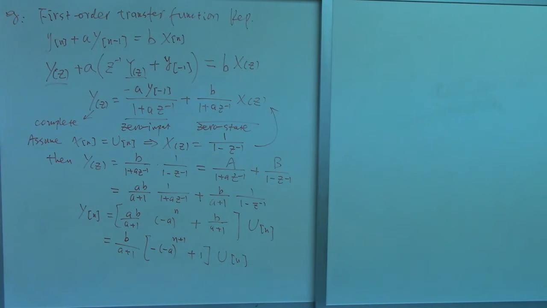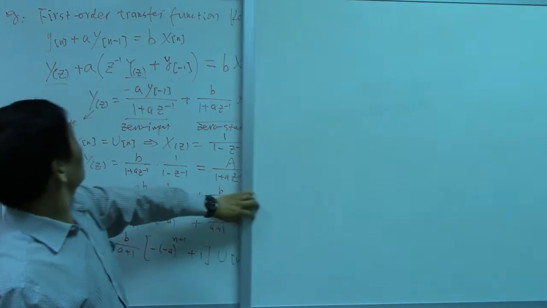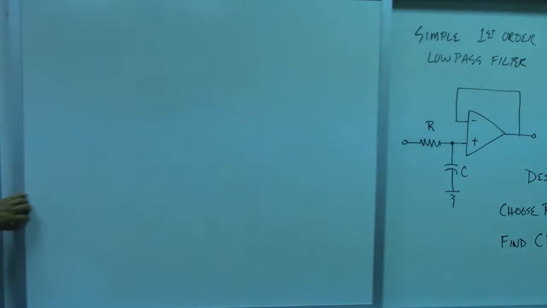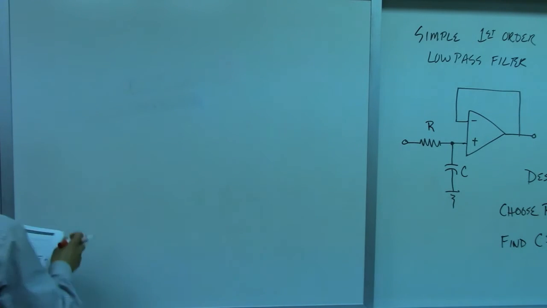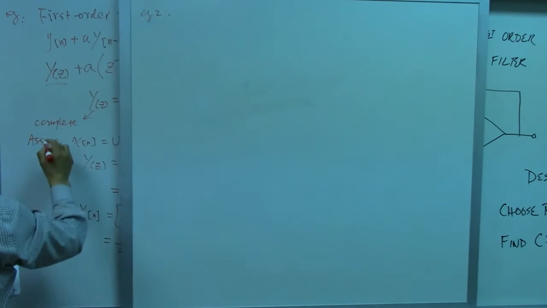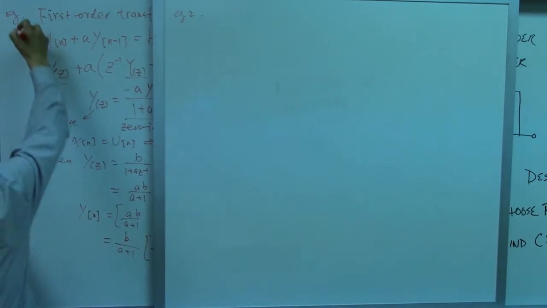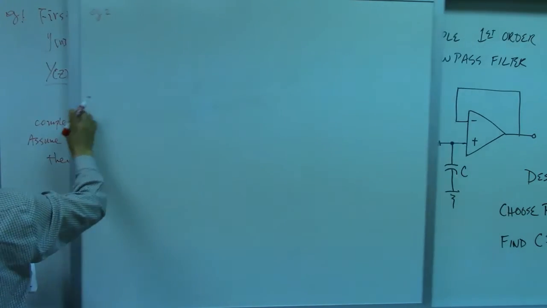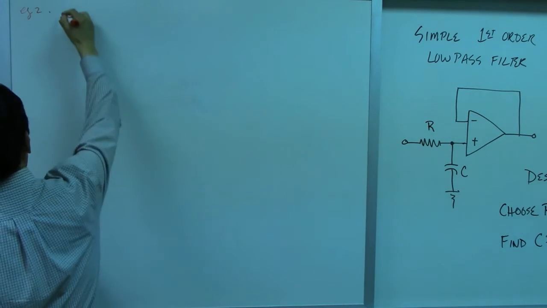Any question for this? The next one will be a second order transfer function. Example 2, so we put this one as example 1, and example 2 is the second order.